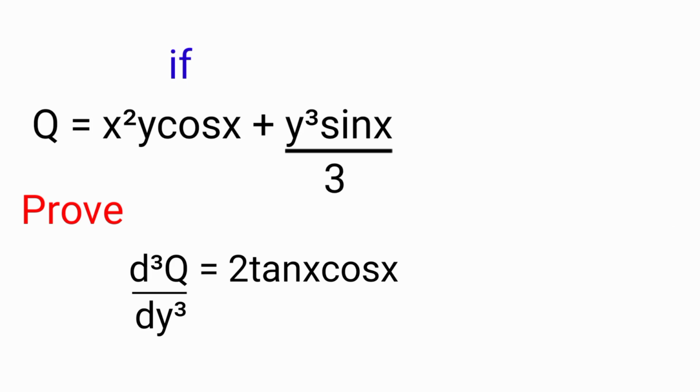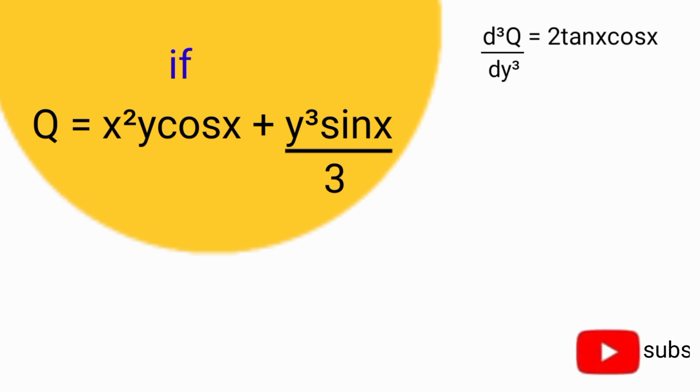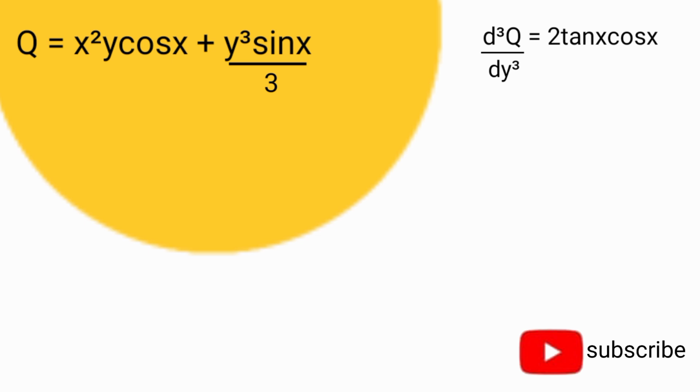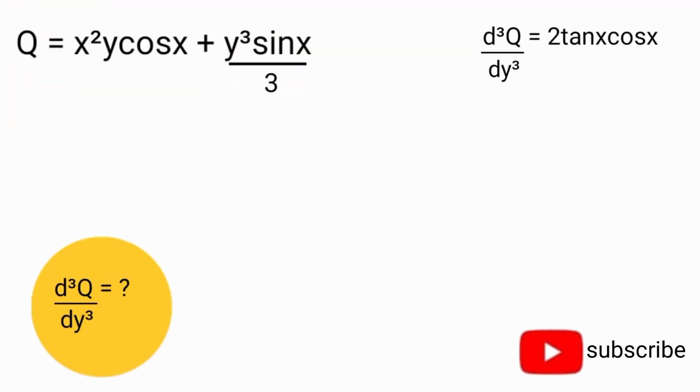Here, we are asked to prove that the third differential of q with respect to y is equal to 2 tan x cos x, if q equals x squared y cos x plus y cubed sin x over 3. So how can we find this? The first thing we should do is to find the third differential of q with respect to y. So what is d cube q dy cube?